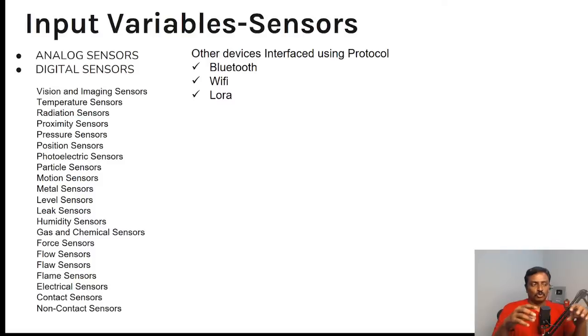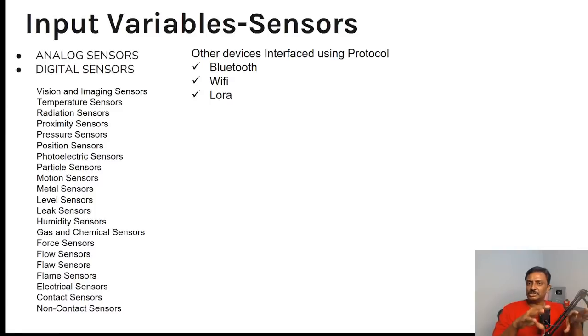Okay, so basically there are a lot of sensors out there. If you take a list, it may be more than 200 to 500 sensors, maybe more than that, depending upon the parameters which you want to monitor or control. Like temperature sensor, proximity sensor, pressure sensors, position sensors, motion sensors, metal sensors, level sensors.